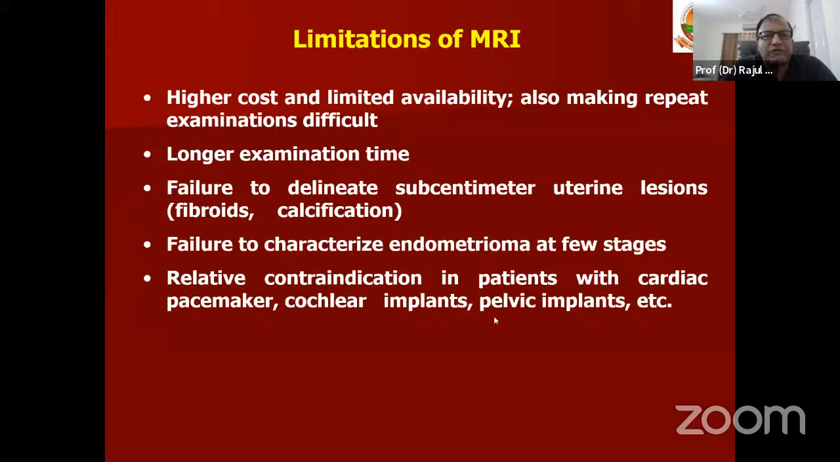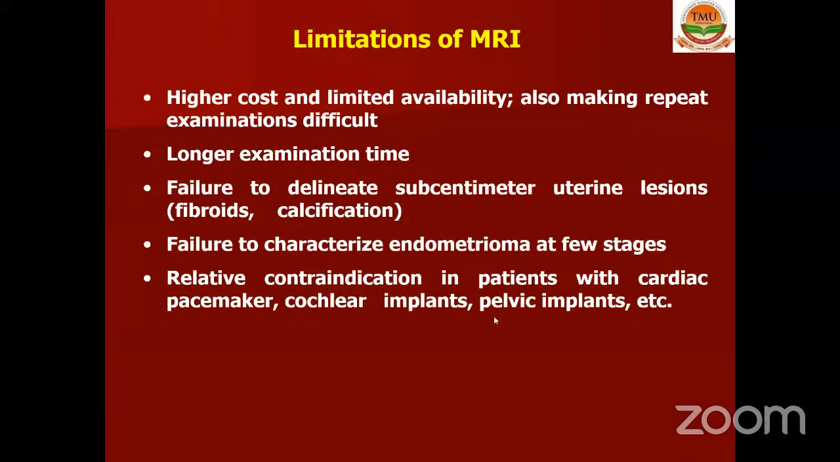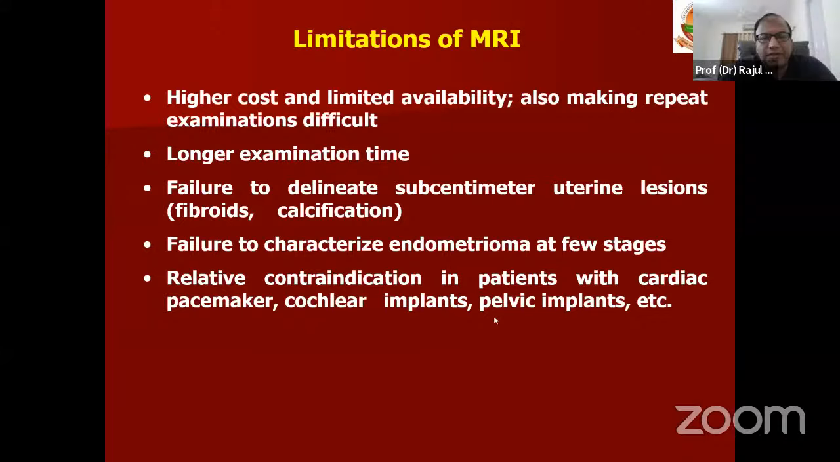We all know the limitations of MRI: the high cost and limited availability, and at times these make repeated examination very difficult. MRI also has a longer examination time, so patients who are claustrophobic will not be able to get an optimal scan. It often fails to delineate sub-centimeter uterine lesions if the lesion is too small, and specifically endometrial calcifications, where ultrasound scores over. It fails to characterize the endometrioma at certain stages of its evolution. And there are relative contraindications in patients with cardiac pacemakers, cochlear implants, pelvic implants, etc.